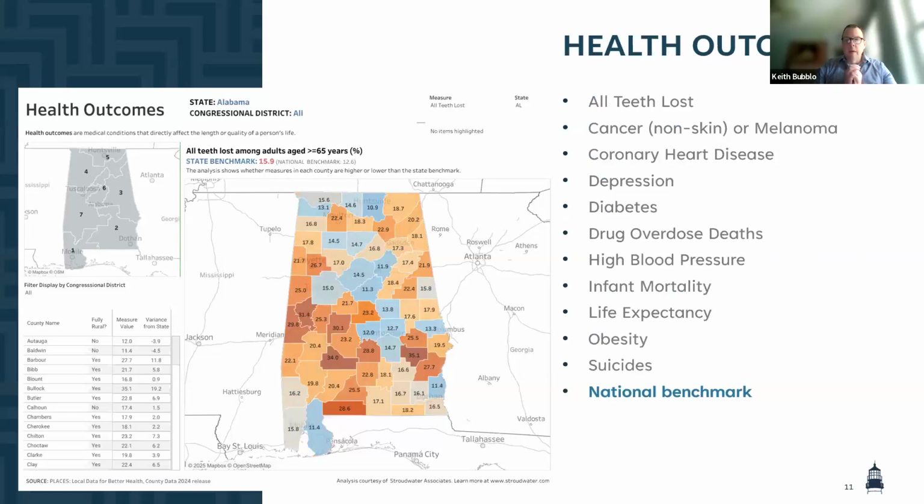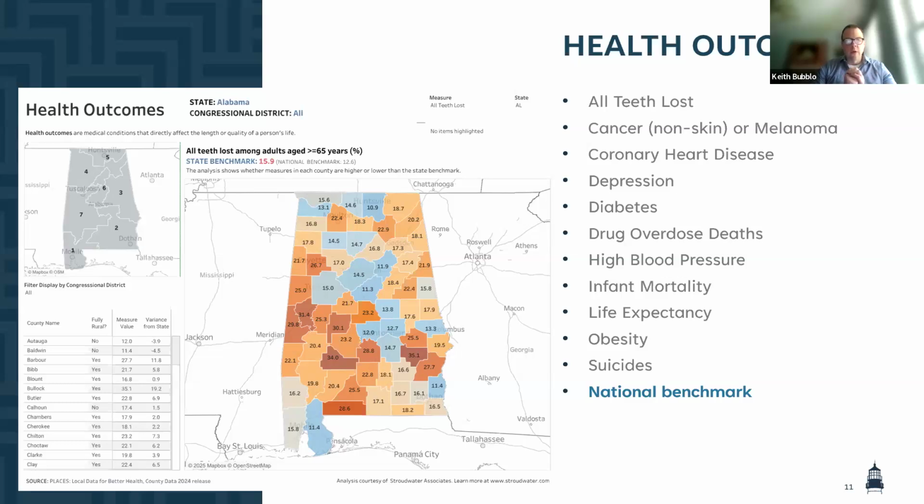Health outcomes. The measures included in here are tooth loss. So again, going back to dental health, this is tooth loss for adults over 65, cancers, heart disease, depression, diabetes, overdose deaths, people with high blood pressure, infant mortality, life expectancy, obesity, suicides, and again, that national benchmark. And then comparing those counties to the state benchmark. And then looking at whether those counties are rural or non-rural, and I'll show you in a minute how we can filter those out.